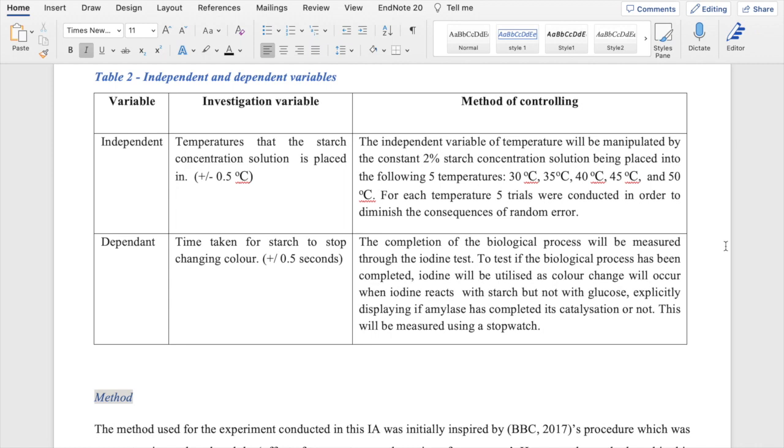And then you talk about your independent and dependent variables. That was a pretty easy table to do. What's your independent? What's your dependent? How are you controlling them?